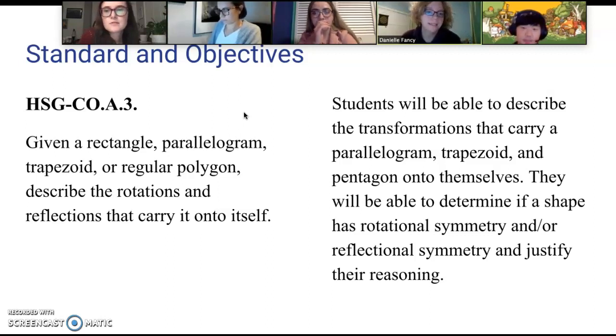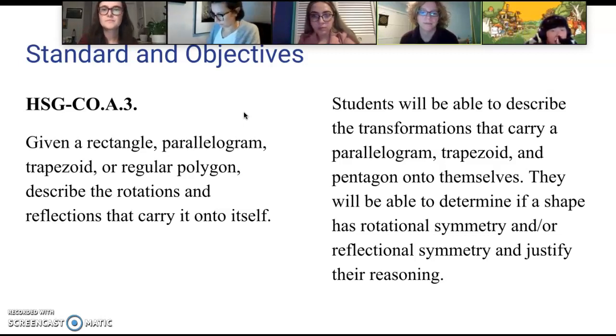Sure. Given a rectangle, parallelogram, trapezoid, or regular polygon, describe the rotations and reflections that carry it onto itself. Students will be able to describe the transformations that carry a parallelogram, trapezoid, and pentagon onto themselves. They will be able to determine if a shape has rotational symmetry and or reflectional symmetry and justify their reasoning.